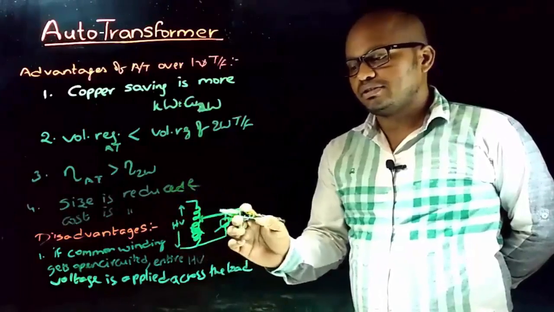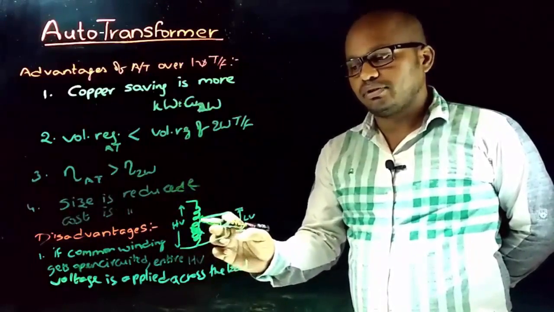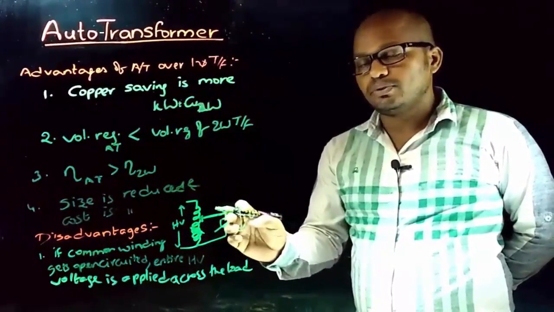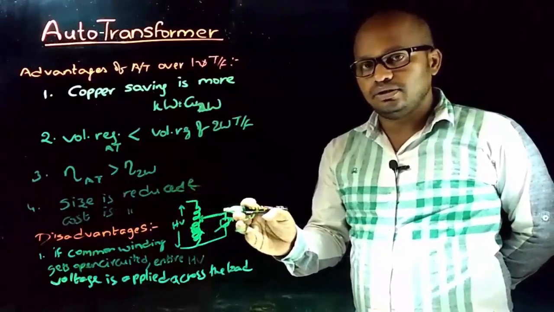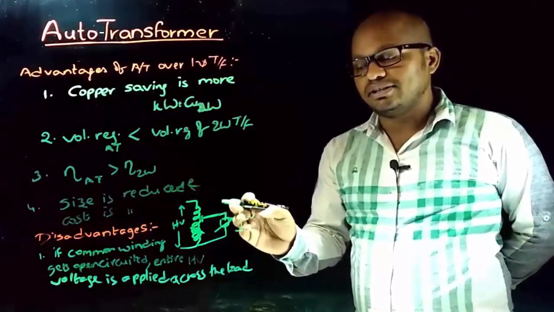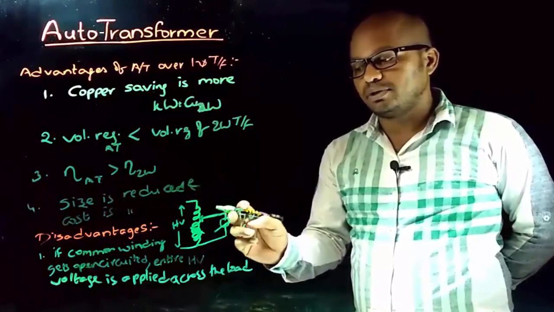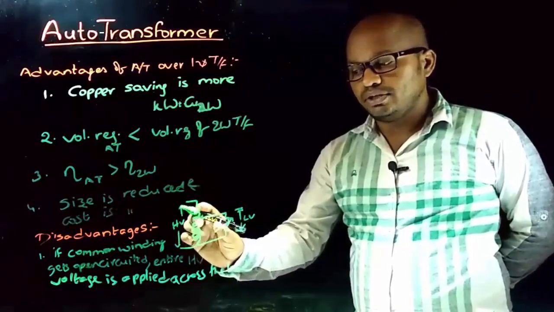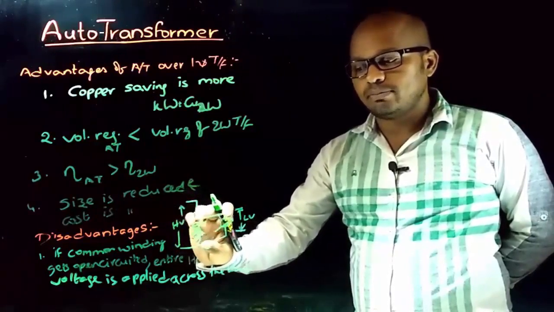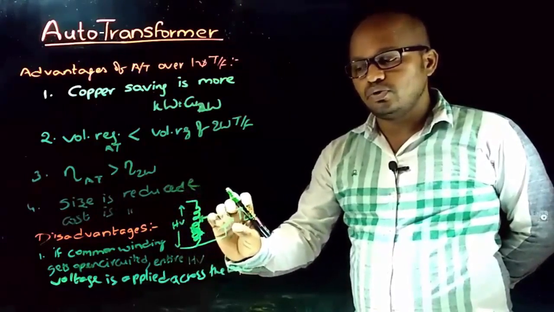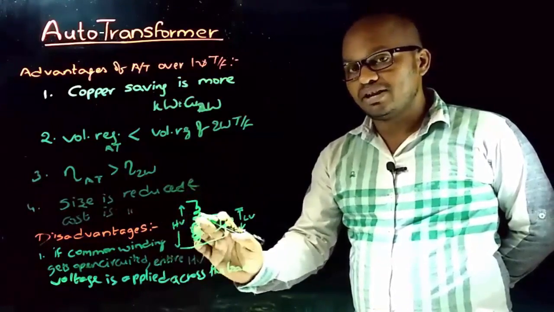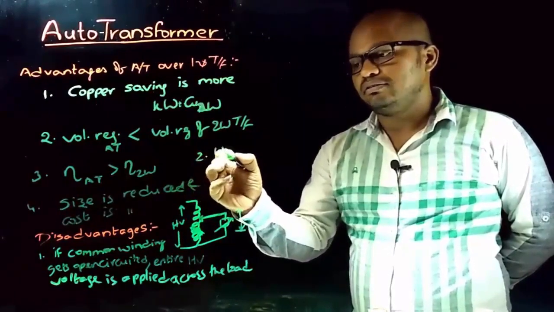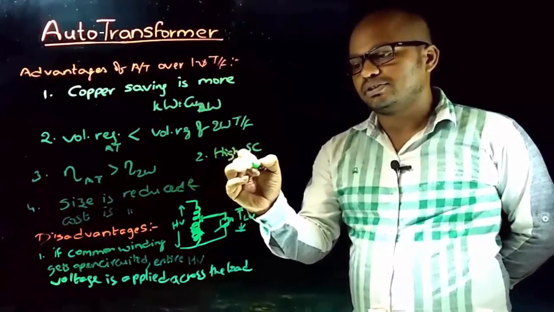Next, disadvantages. If this is the autotransformer and let this be the load, then loads are designed to operate at a particular voltage. If suppose all of a sudden high voltage is applied across the load, then what happens? Load will get damaged. And this is what happens in autotransformer, because if all of a sudden due to some unknown reason this common winding gets open circuited, then this entire high voltage will be applied across the load, and because of which the load will get damaged. So this is the main drawback in autotransformer. And the second drawback is high short circuit current.